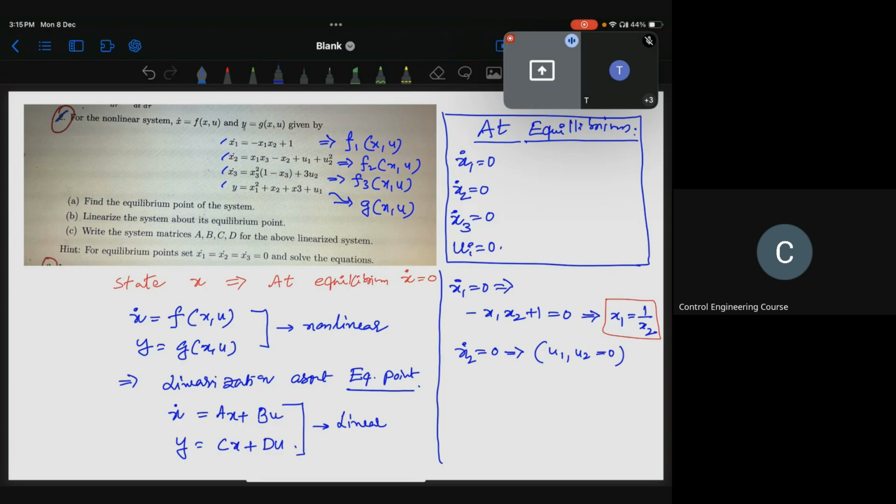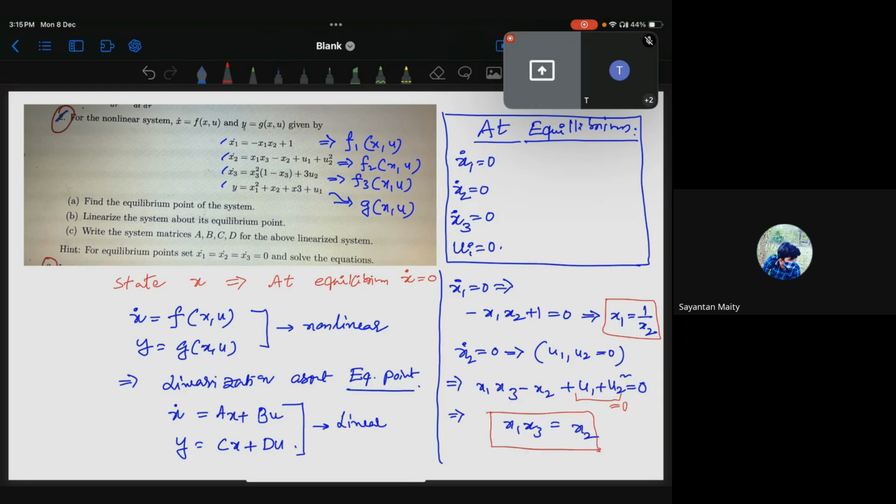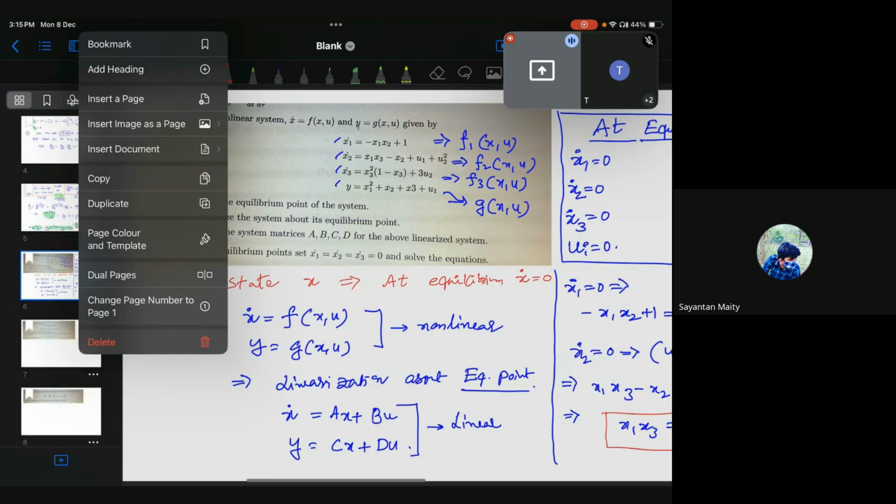Now the second equation becomes x1 x3 minus x2 plus u1 plus u2 squared equals 0. Here the inputs must be 0. So what do we get in that case? We get x1 x3 equal to x2. So this is the second condition. Next, the third equation.